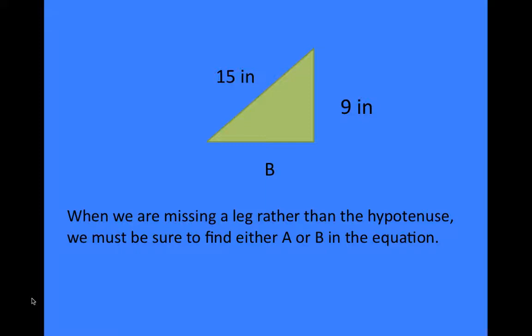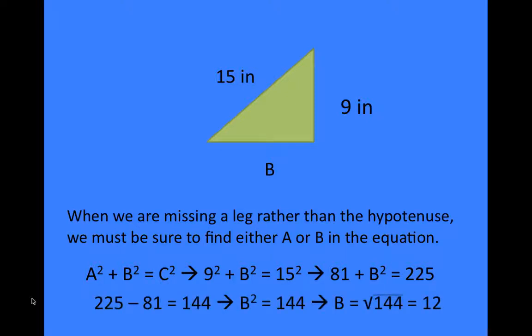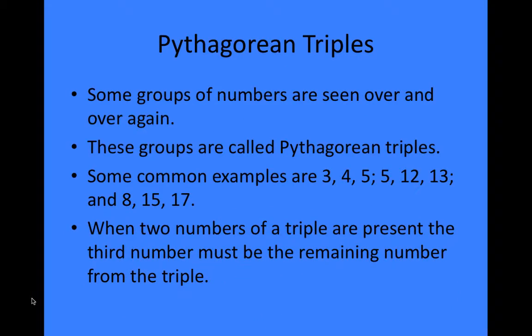This one's a little different. We know the hypotenuse and one leg. So we have 81 plus b squared equals 225. We're going to subtract 81 from 225 and we get 144. What's the square root of 144? It is 12.